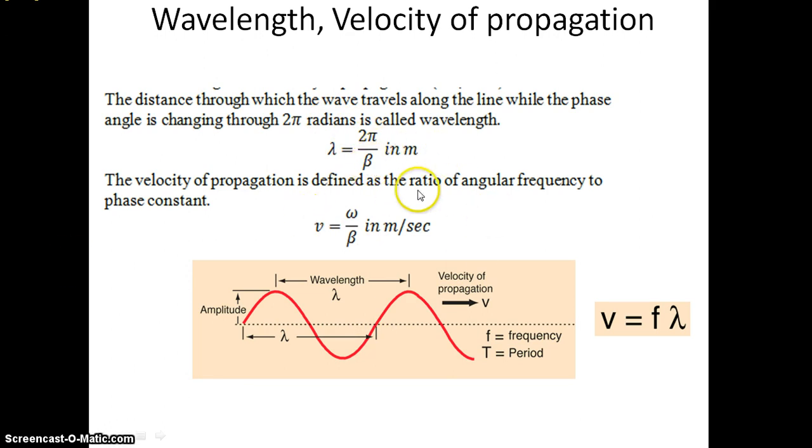And the velocity of propagation is defined as the ratio of angular frequency to the phase constant. That means V equals omega by beta, in meter per second. And the relation between velocity and frequency is V equals F lambda.